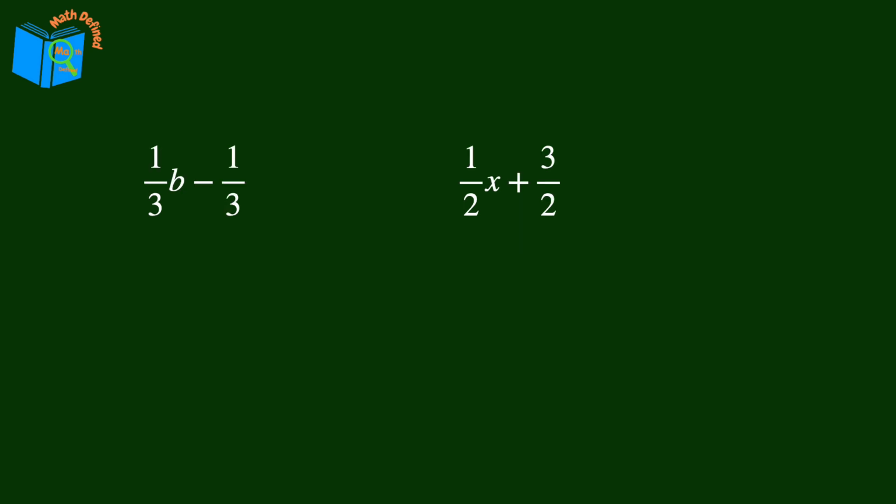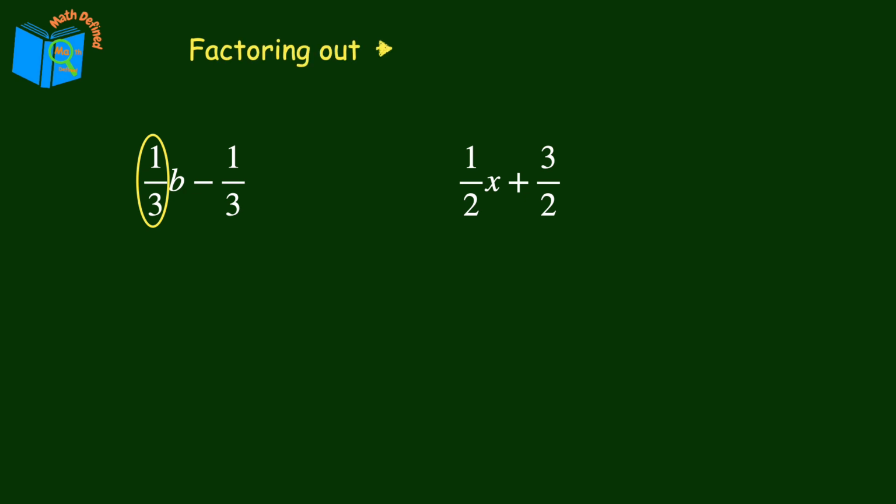Now that we've covered factoring with whole numbers, let's take it up a notch and explore how to factor expressions involving fractions. Fractions might seem tricky at first, but the process is exactly the same. Let's look at this expression, 1/3 b minus 1/3, to see how it works. For an expression with fractions like this, we factor out the coefficient positive 1/3.